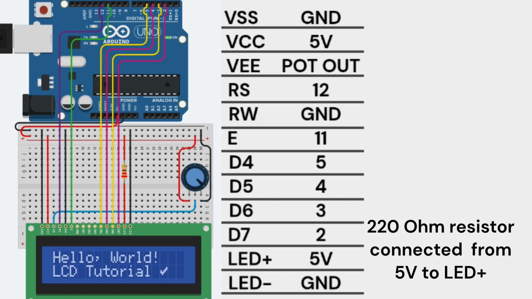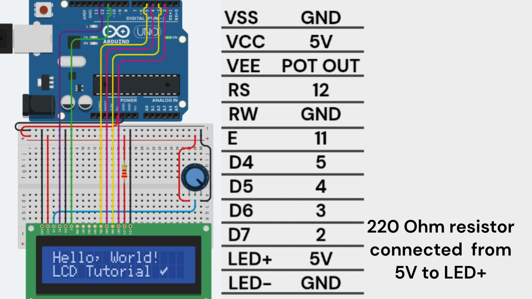VSS is connected to ground, VCC is connected to 5V, V0 is connected to potentiometer out, RS is connected to digital pin 12, RW is connected to ground, E is connected to digital pin 11, D4 connected to digital pin 5, D5 connected to digital pin 4, D6 connected to digital pin 3, D7 connected to digital pin 2, LED plus connected to 5V, LED minus connected to ground.